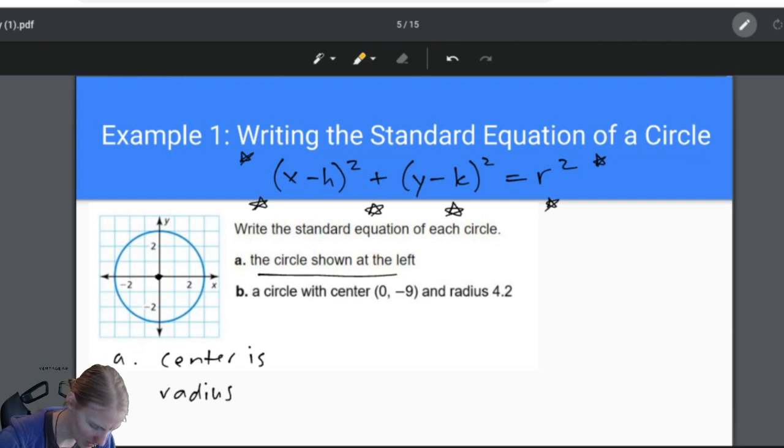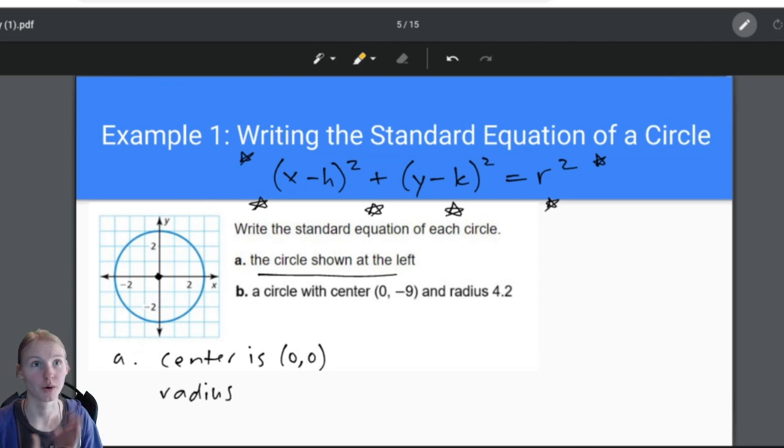Well, I know that because this point right here is 1, 2, 3 away, and this point is also 1, 2, 3 away. So this point, I can tell, is the central location of the circle. Every point on the outside of the circle is 3 units away. So I know that this has to be the center. This point right here is (0, 0). We also call it the origin. So that's our center, beautiful.